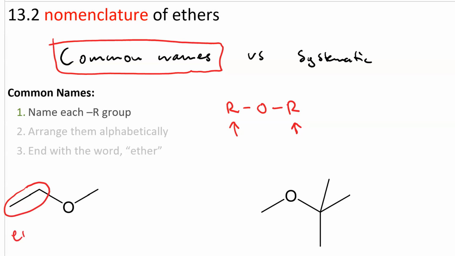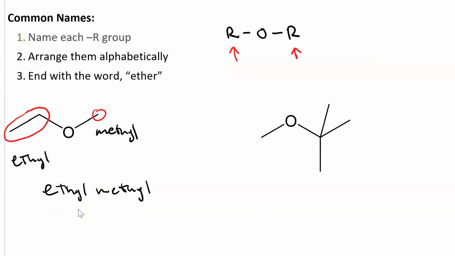Here we have an ethyl group, and here we have a methyl group. Arranging the two alphabetically, well, ethyl comes before methyl. So we have the two R groups arranged in alphabetical order, ethyl, methyl, and then we end with the word ether. So the common name has three words in it. R group 1, R group 2, ether.